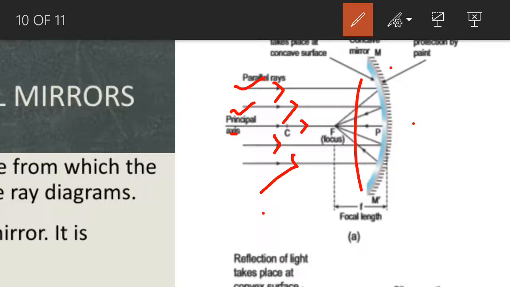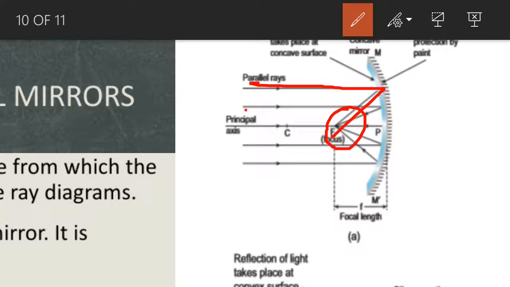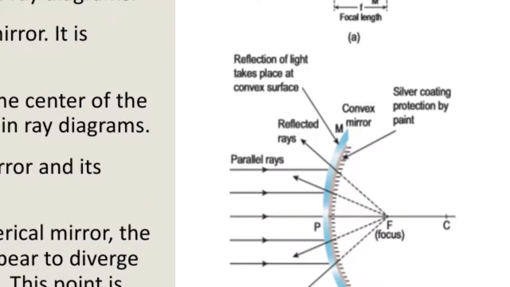When they fall on the concave mirror, after reflecting you will observe that they all meet at one point. It goes like this and comes back, and you will see that they all meet at one point, and that point is called the focus.